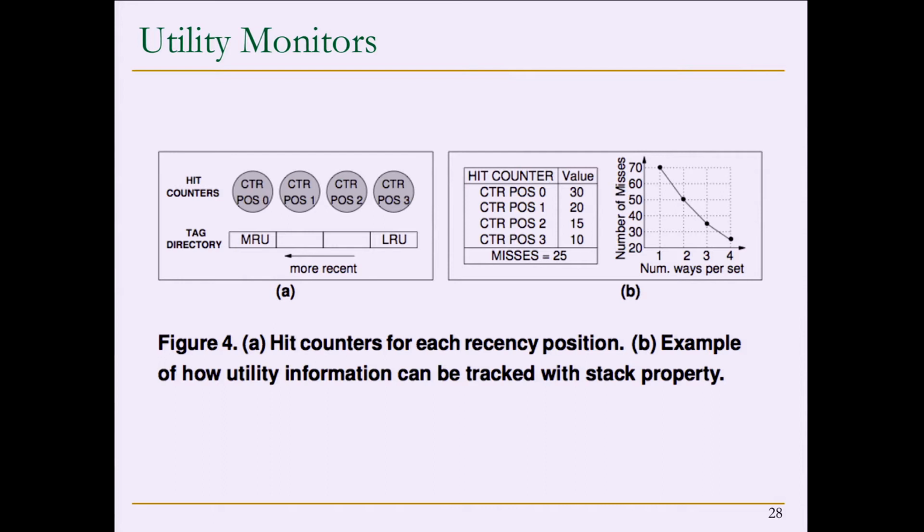So you can actually draw this curve online while the program is running, as you have these hit counters per LRU position. The curve looks like this, basically. It translates this data to the number of misses over here, and the number of ways per set you allocate to this application. If you give only 4 ways, you're going to get 25 misses. You know that. If you take away 1 more way, you're going to get 10 more misses. If you take away 1 more way, you're going to get 15 more misses. If you take away 1 more way, you're going to get 20 more misses. And clearly, if you don't give any cache, you're going to get the sum of all of these. That's the estimated miss rate. Okay. Does that make sense? Cool.